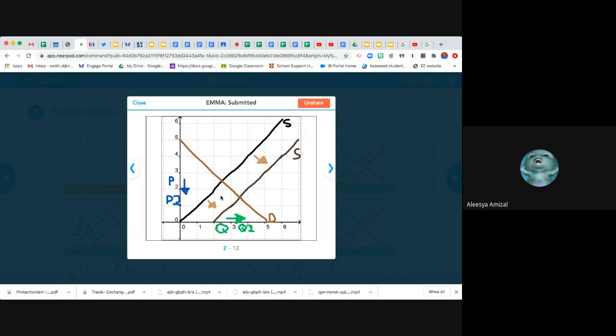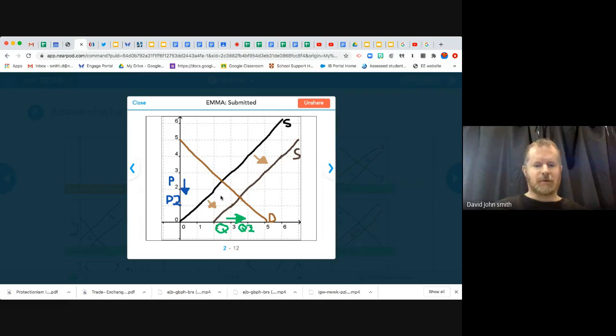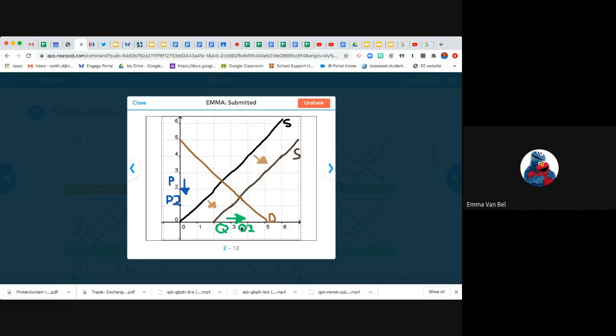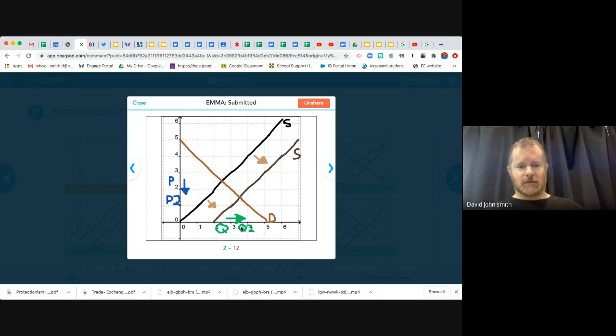The price has gotten cheaper. Yes, it's gotten cheaper. The hats in this case have gotten cheaper. The price has decreased. Yes, absolutely. And the quantity demanded in this case, what's happened? It has increased. Well done.